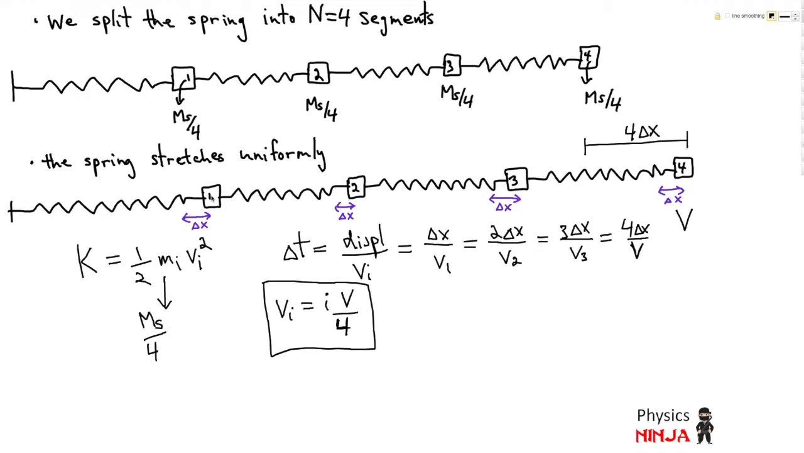Okay, so now I have an expression for the mass of each spring segment, and I know how fast each mass is moving. Now I just need to combine both of these equations together to get one expression for the kinetic energy of each individual block. So let's do that on the next page.